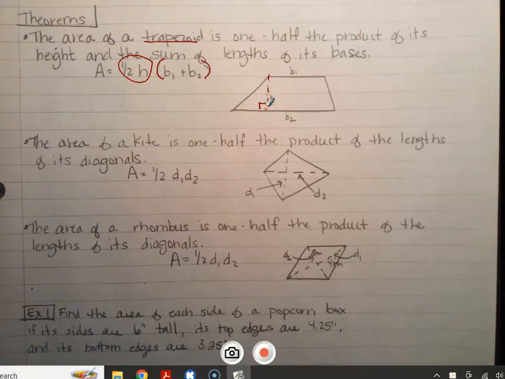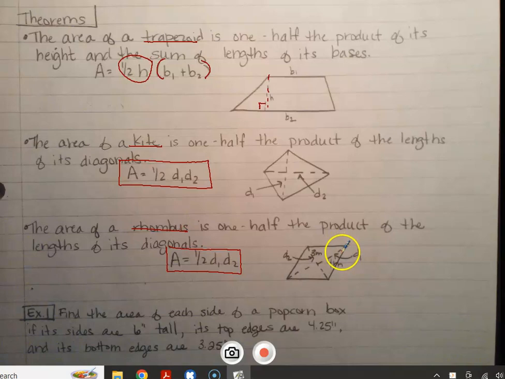Okay, next theorem, the area of a kite is 1/2 the product of the lengths of its diagonals. So we've got that formula here. It's half of diagonal 1 times diagonal 2. Again, it doesn't matter which one you consider diagonal 1 or diagonal 2, just that they're there. And it's the same formula, if you notice, if you look for the area of a rhombus. Okay, it's 1/2 the product of the lengths of the diagonals.